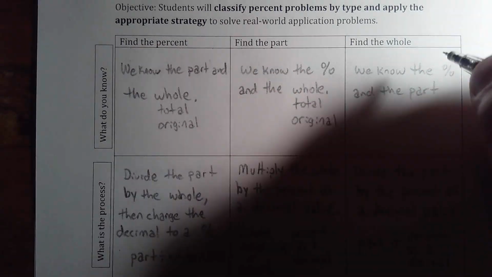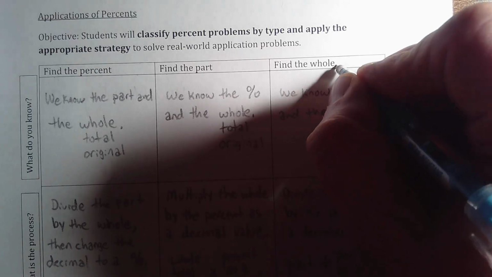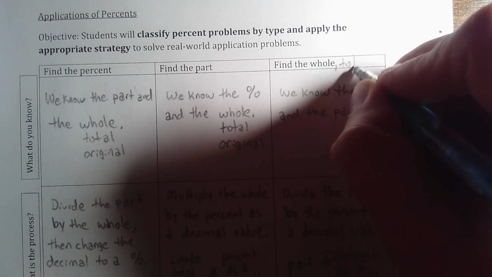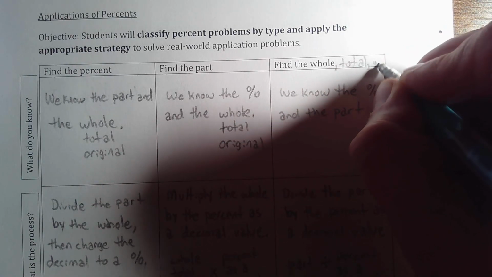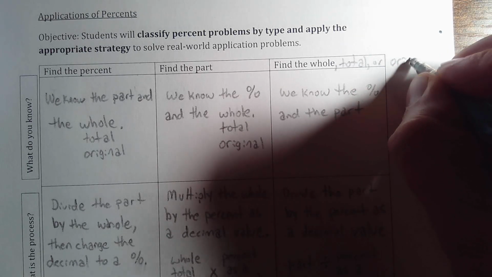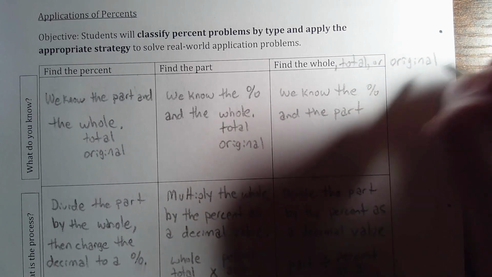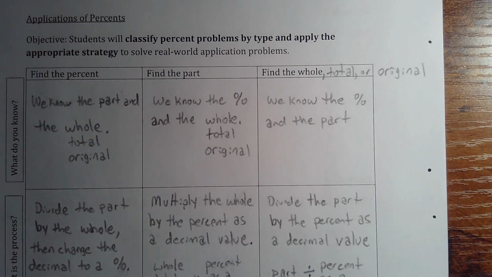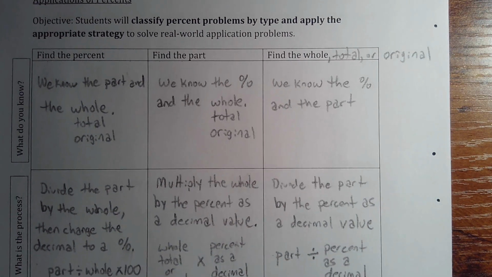Where it says whole, I actually want to expand this out. I want to put whole, total, or original. And reminder, you can pause the video at any time to get this stuff copied down. If you want to pause it, copy it all down, and then listen to the explanation afterwards, that might be the best way to proceed with the video.